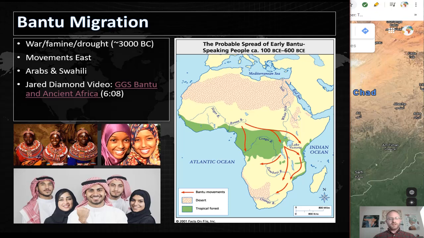Now, the people on the left here are the indigenous peoples of East Africa known as the Maasai. Now, these people live in modern Kenya and Tanzania, but make up a minority of the population because much of their land has been seized by the governments of Kenya and Tanzania. And many of them have been forced to relocate or assimilate into society.